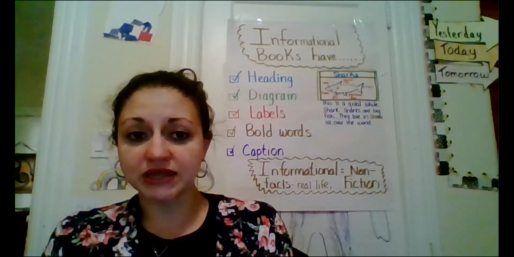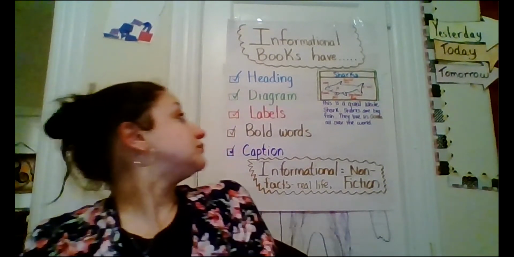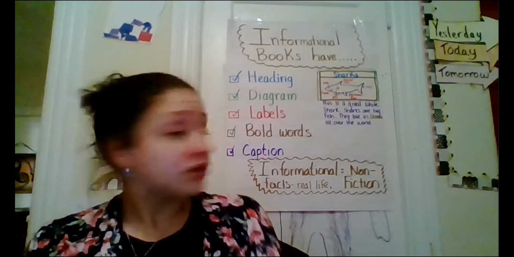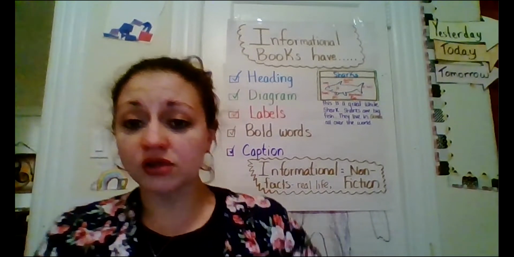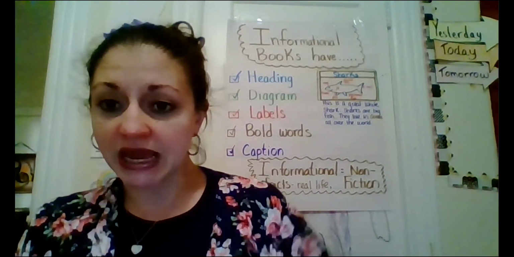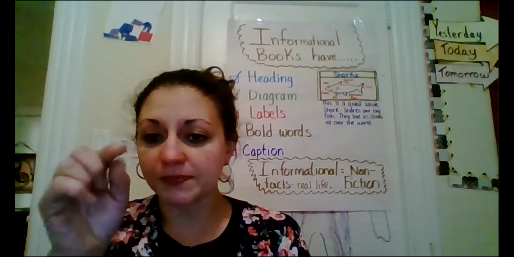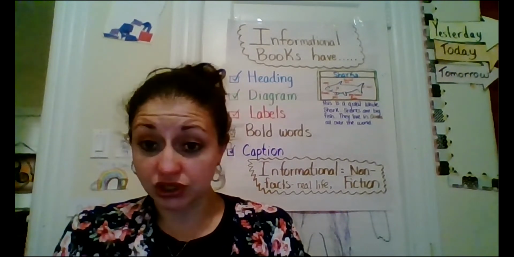And my caption says, "This is a great white shark. Sharks are big fish. They live in oceans all around the world, okay?" So that was my little caption about the diagram that is shown there. So captions are like little mini paragraphs or a couple sentences after a picture, okay?